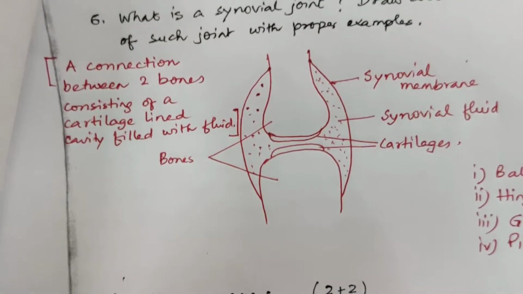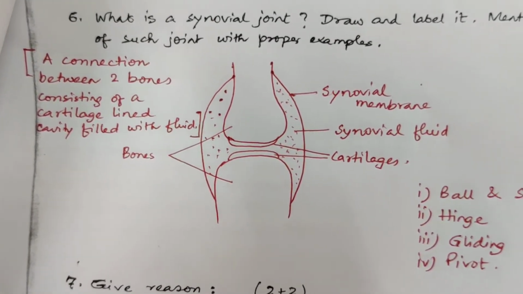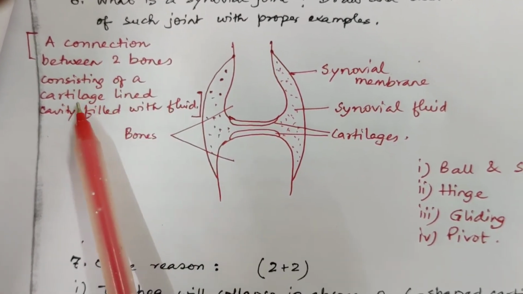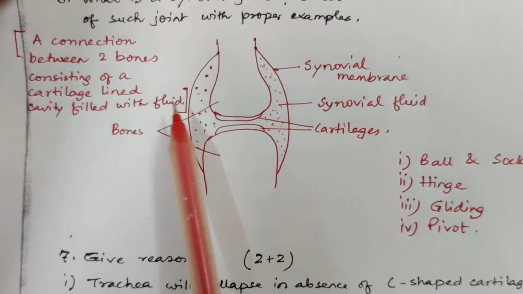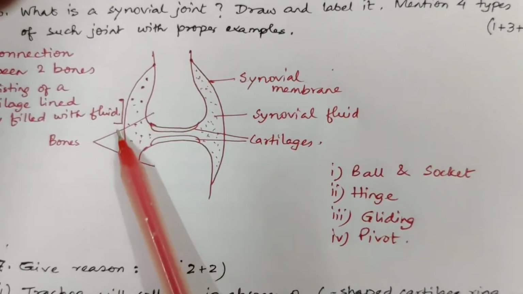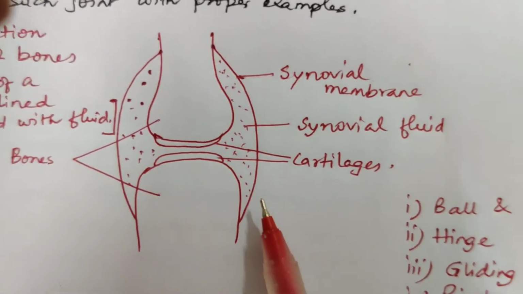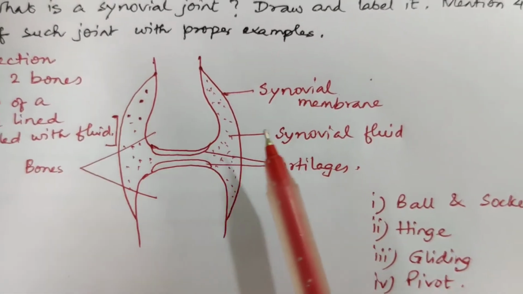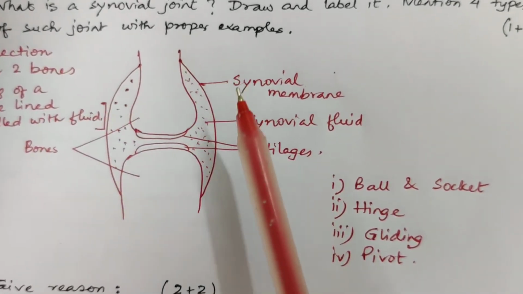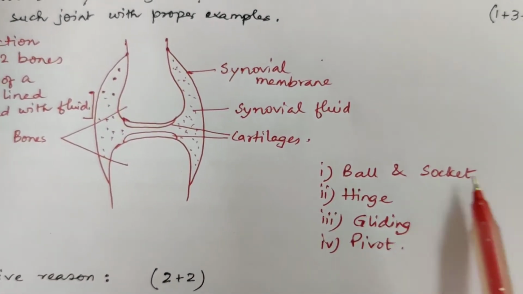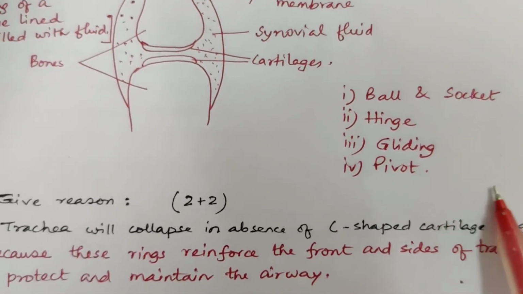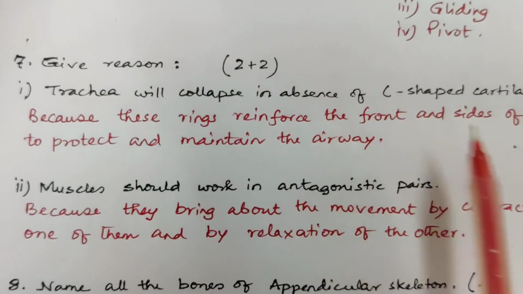Here, what is a synovial joint? Synovial joint is a connection between two bones consisting of a cartilage-lined cavity filled with fluid called synovial fluid. Draw and label it. This is the drawing. Just check. Now have a closer look from here. Now mention 4 types of such joint with proper examples. One is ball and socket joint, other is hinge joint, the third one is gliding joint, and the fourth one is pivot joint.